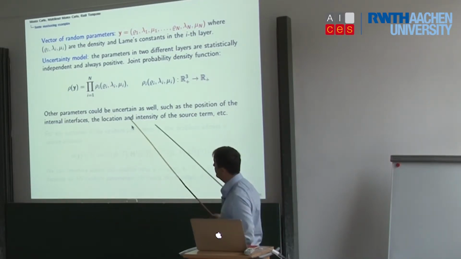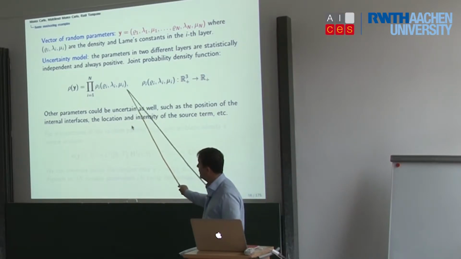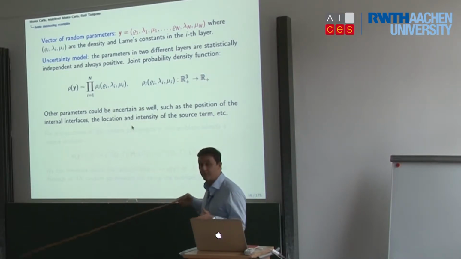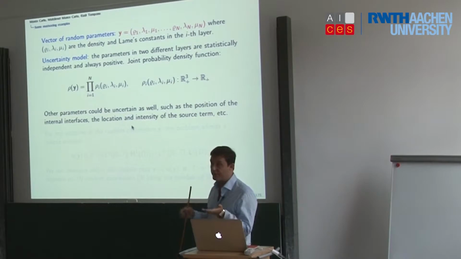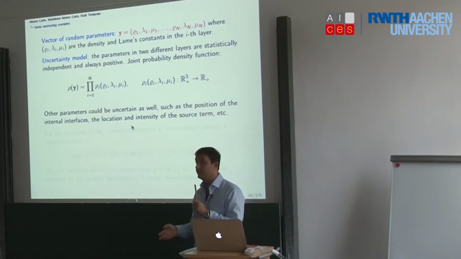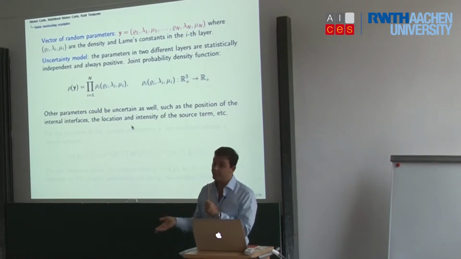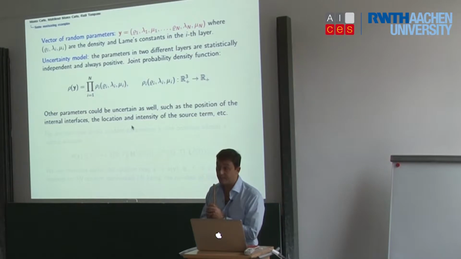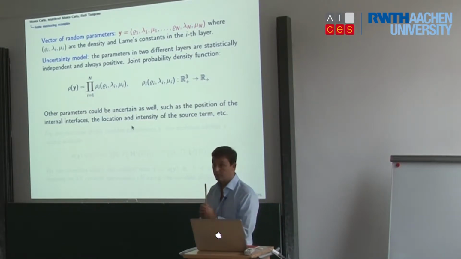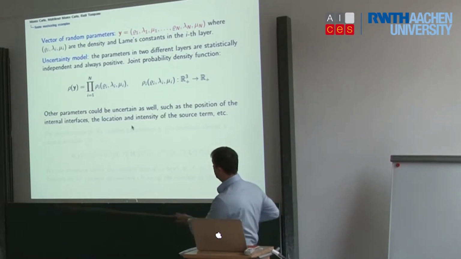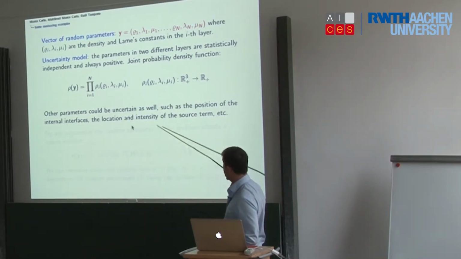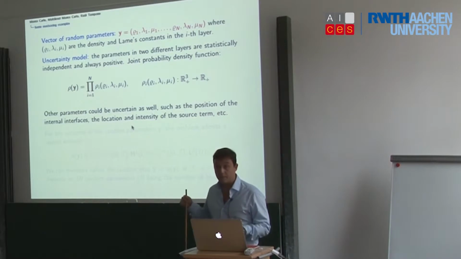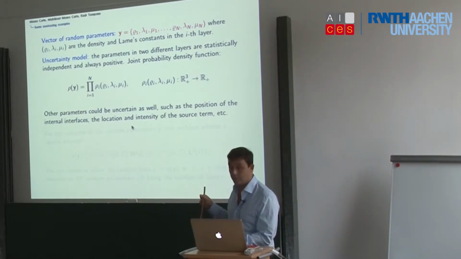Just for simplification of the presentation, we sometimes make each of these layers that has different materials have statistically independent parameters from the other layers, right? I mean, the properties of, say, clay are independent from the properties of, say, sand, right? So that's what it means really to have this multiplication here. And as I said, other parameters can be uncertain as well, like the positions, and this is very relevant, okay?